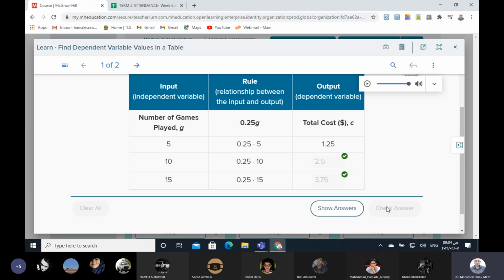So this is the difference between input and output. This is the meaning of input and output. And what is the relationship between them?